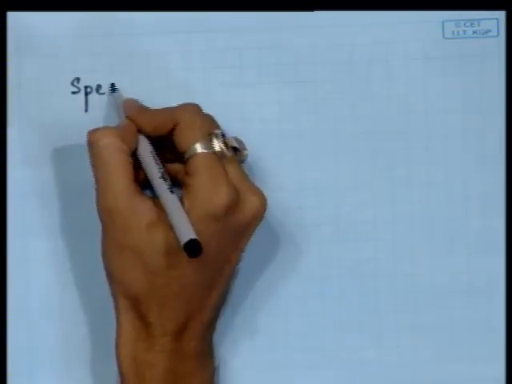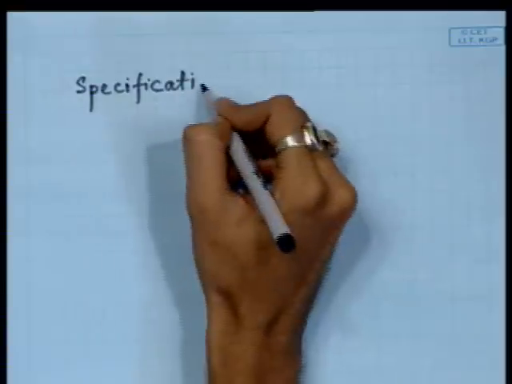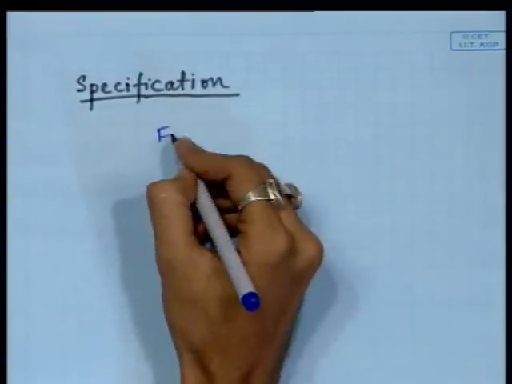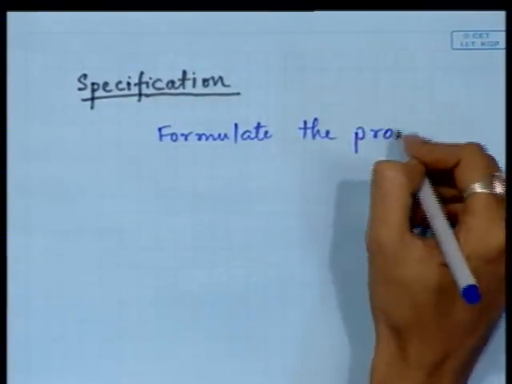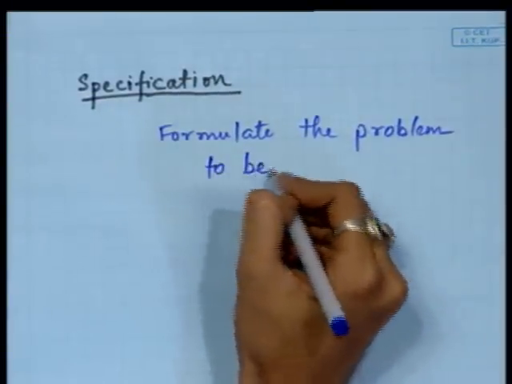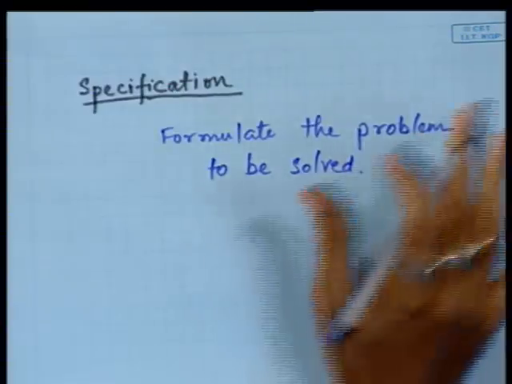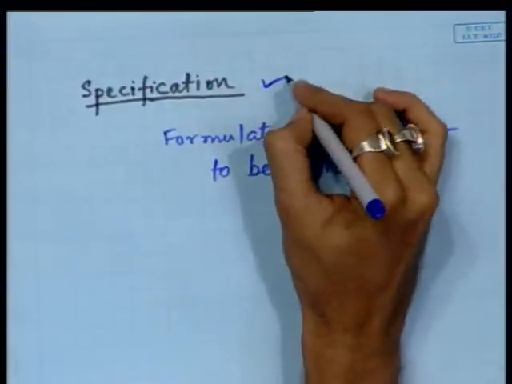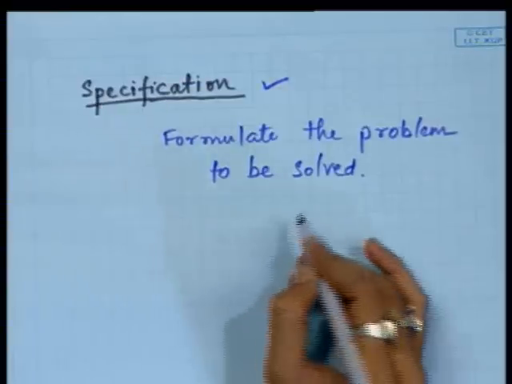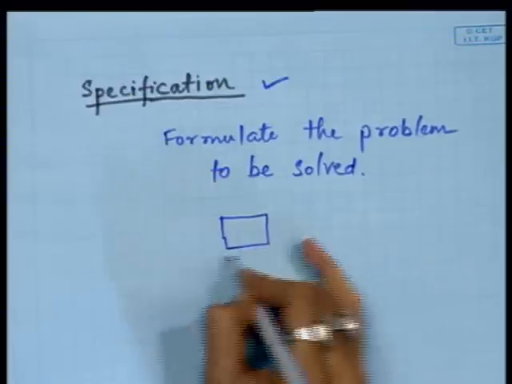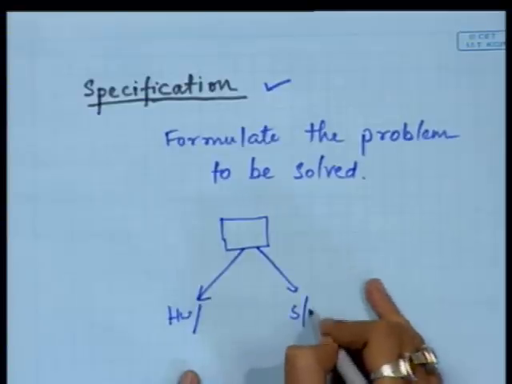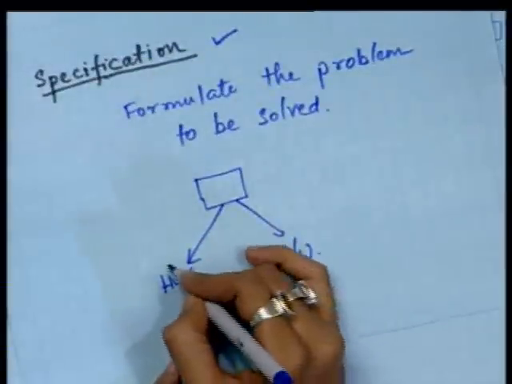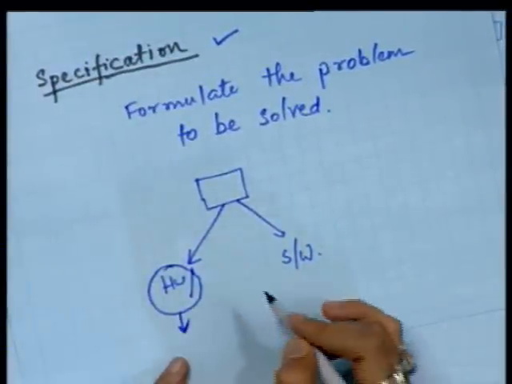In specification, we formulate the problem, that is the problem we have to solve. Means the problem statement, formulation of the problem is done at the specification level. At the same time, the solution of the problem, it is decided which part will go to the hardware and which part will go to the software. And here we are only interested about the hardware portion.